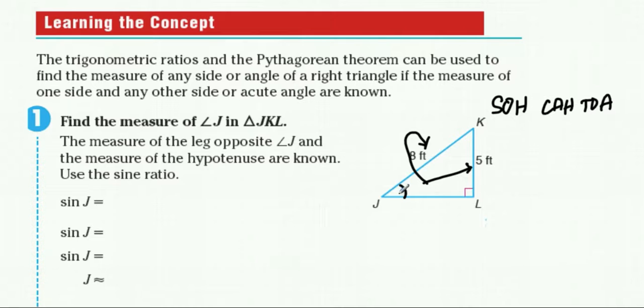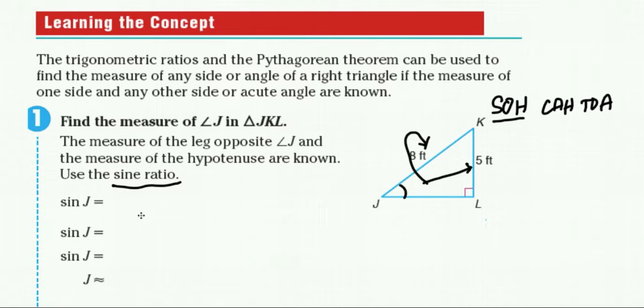And if you look at angle J, look at 5 and 8, you ask yourself, how are 5 and 8 related to angle J? They're opposite, and 8 is a hypotenuse, so we use the sine ratio, opposite over hypotenuse. And that's the reason why we use the sine ratio, because of that relationship.